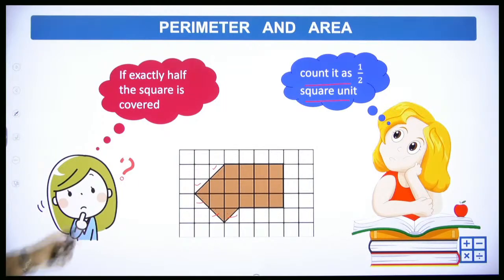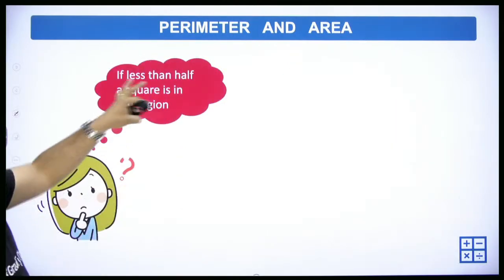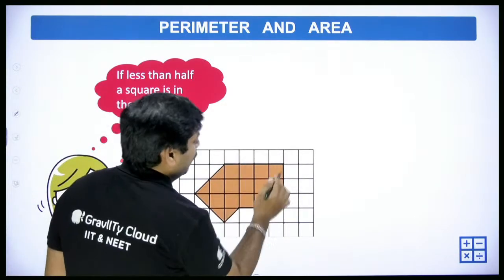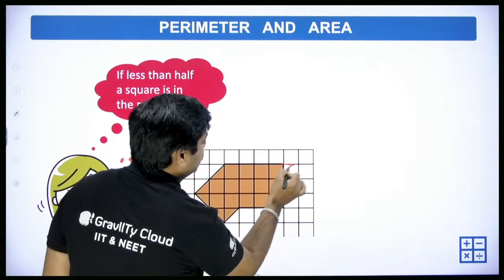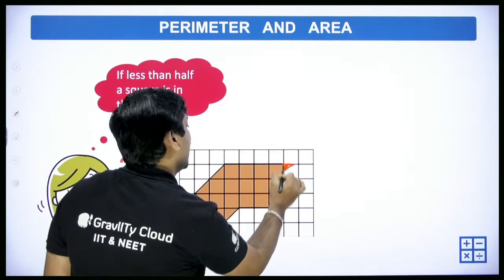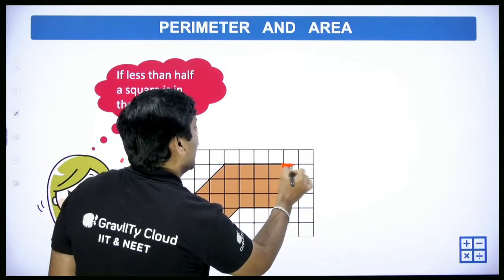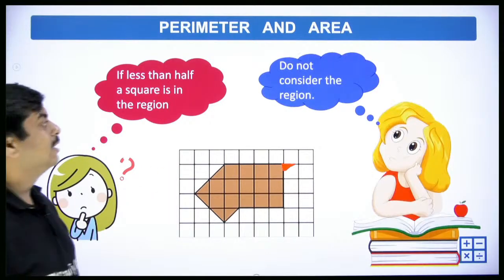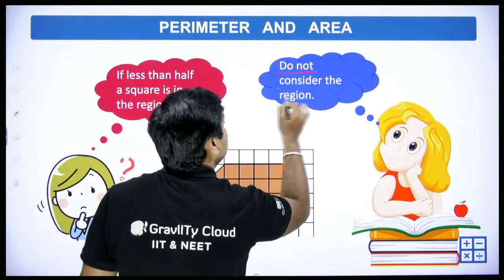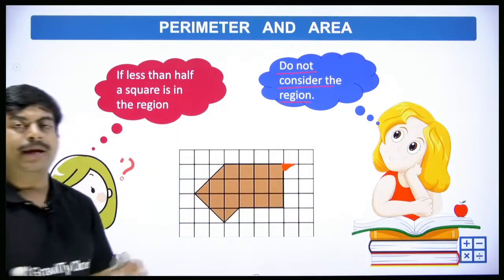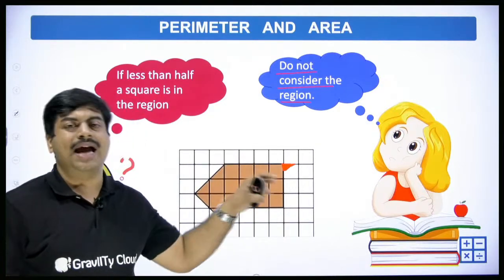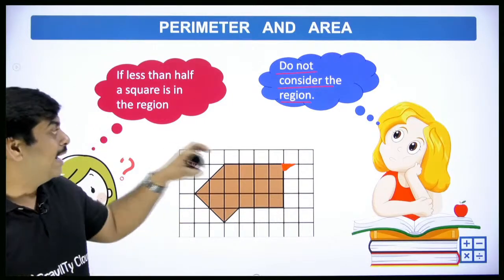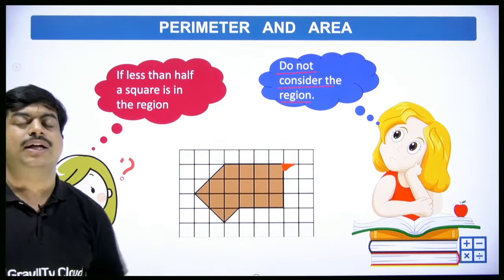Okay. So moving ahead, if less than half a square is in the region, in the same figure we have one more box, which is something like this. This small part. Now you want to add this as one square unit, but you cannot. As that region is less than half, it is considered as 0. Do not consider the region. So now you may ask me, sir, is this the exact area? No, these are approximations, near to the actual answers, correct?